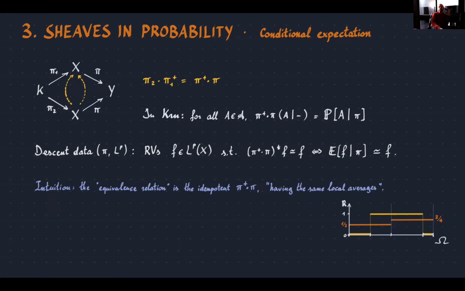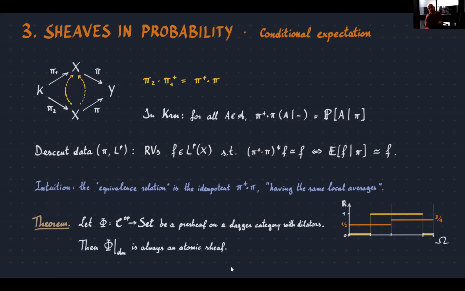Now the question is, okay, great, that's the descent data we wanted. It's not a kernel pair, but it's close enough. Do we get descent? Does this descent do what it has to? Turns out, thanks to the dagger category structure, yes. If you have a presheaf on a dagger category of dilators, then if you restrict this to just the dagger monos, like Prob, or equivalently, if you have a presheaf on Prob that extends to the whole dagger category, then it is always an atomic sheaf. So we do have descent, okay? And those are exactly having the same local averages.